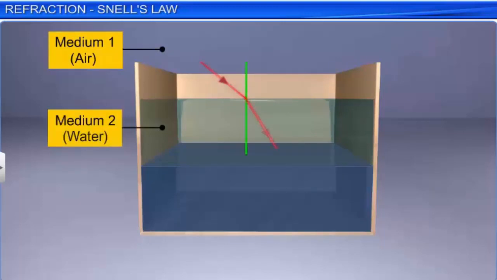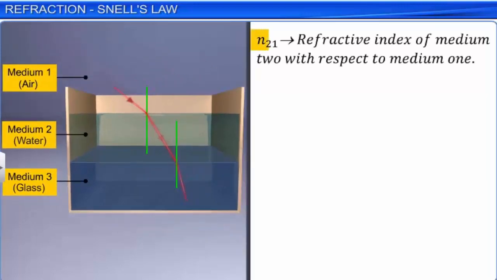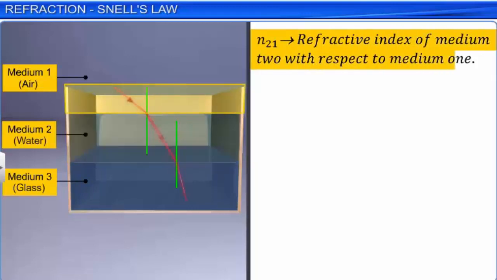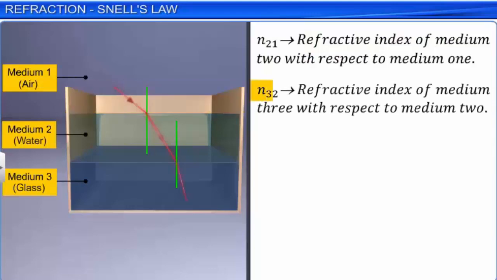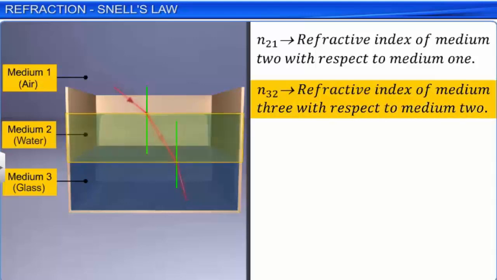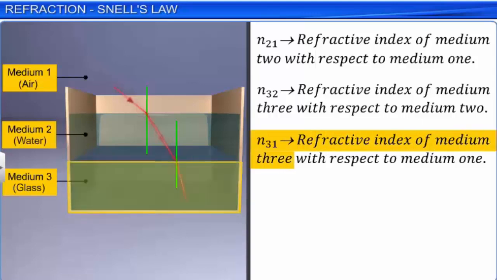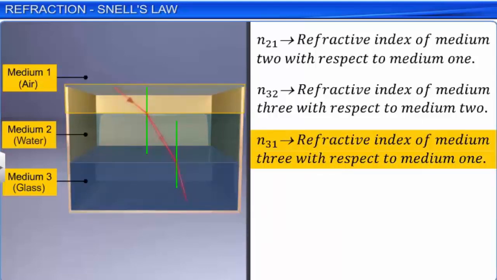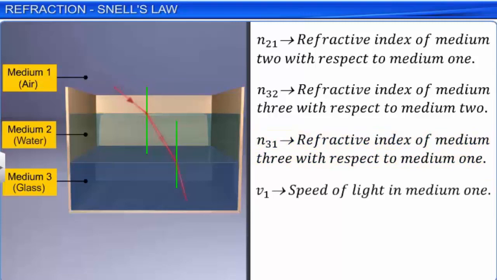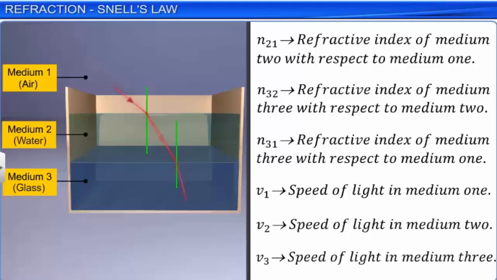If v1, v2, and v3 are the speeds of light in the three media respectively, then we have n21 is equal to v1 by v2, n32 is equal to v2 by v3, and n31 is equal to v1 by v3. v1 by v3 can also be written as v2 by v3 into v1 by v2. Therefore, n31 is equal to n32 into n21.